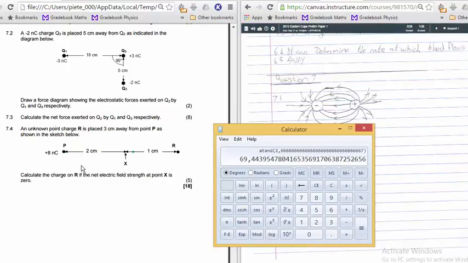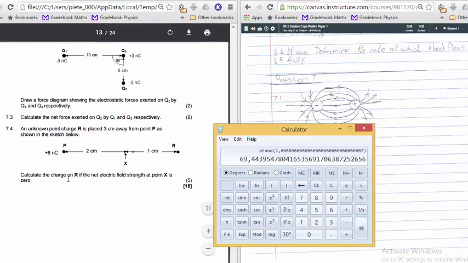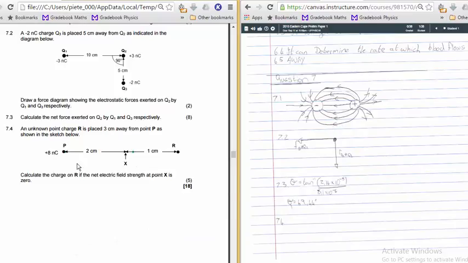Next question is asking us, in an unknown point, charge R is placed 3 centimeters away from point P as shown in the sketch below. Calculate the charge on R if the net electric field strength at point X is 0. Okay, so let's just quickly see what's happening here. P is that amount, X is the net electric field at that point.